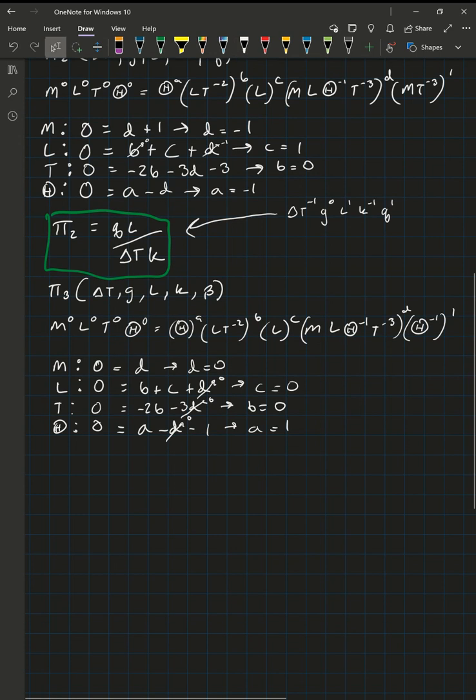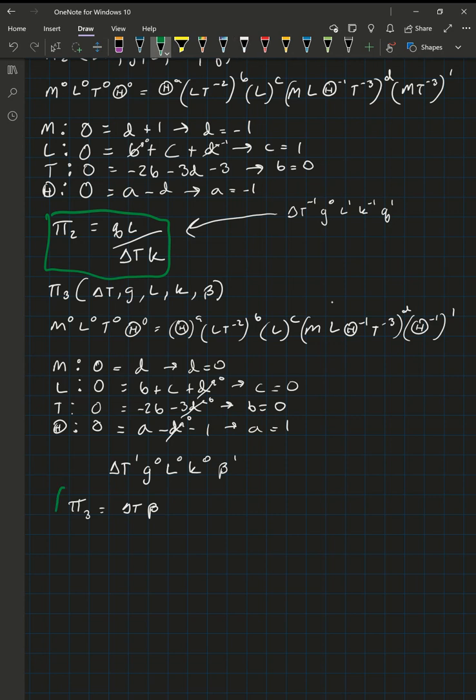So now basically what we have here is delta T to the power of A, which is 1, G to the power of B, which is 0, L to the power of C, which was 0, K to the power of D, which was 0, and then again we have beta to the power of 1. So then our third and final pi group will look like this, delta T times beta. Okay, so now we have our third and final pi group.